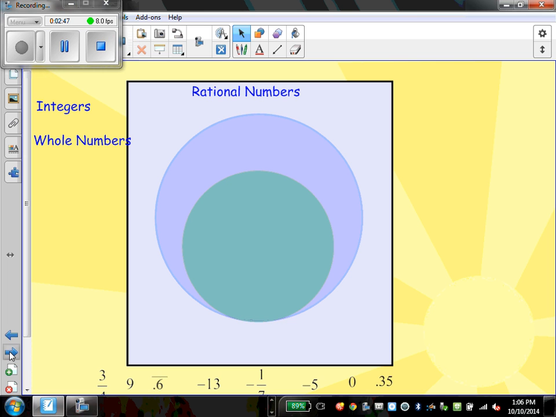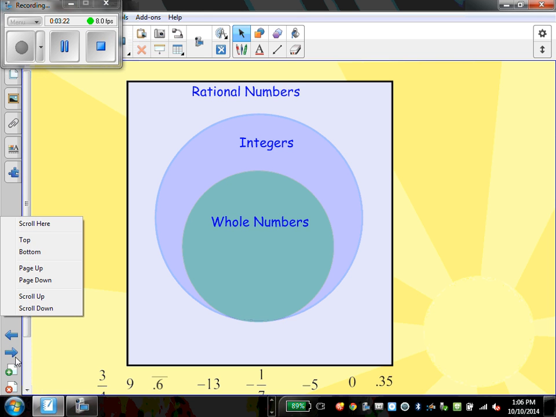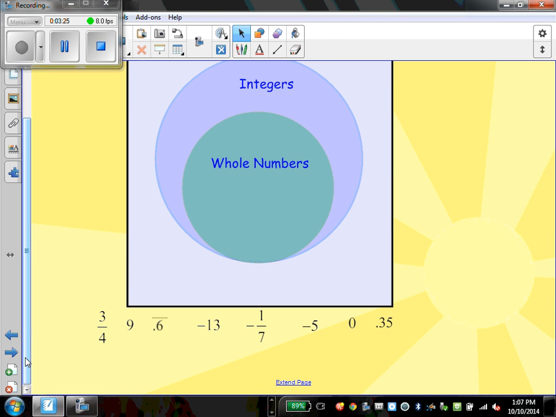Then our next circle is designated to integers. So now we're not including decimals or fractions, but we are including negatives, 0, and positive numbers. And then our last innermost circle is those whole numbers. These are now only 0 and positive. So that's why it's the smallest. So each one is eliminating some values. So now let's place our numbers onto our Venn diagram here and see where they fit.